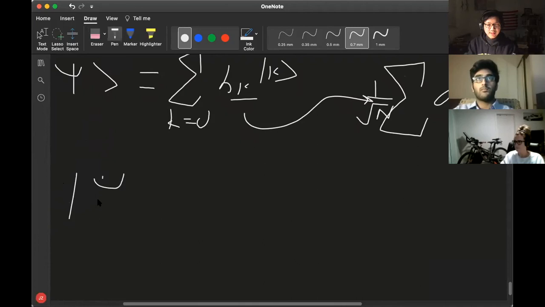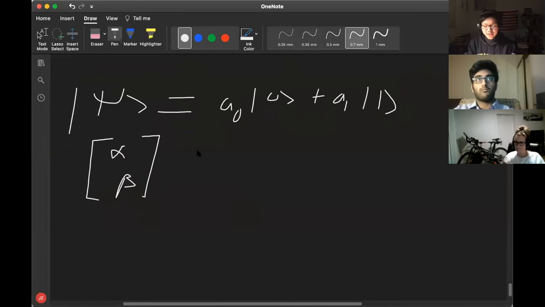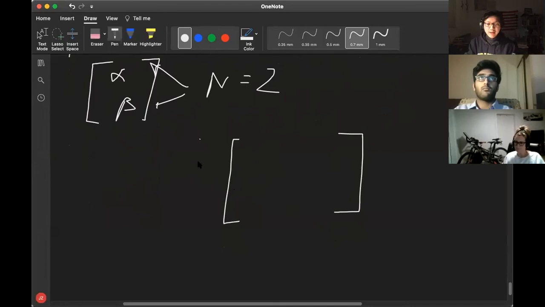So psi is equal to nothing more than a sub zero of ket zero plus a sub one of ket one. If I were to write the state vector out here, you would have your entry here for alpha and your entry here for beta. Considering we're doing the discrete Fourier transform, we have two elements we're working with, so n has to equal two. As a result, we are working with a 2x2 matrix. The Vandermonde matrix has one over the square root of n, so this is one over the square root of two.